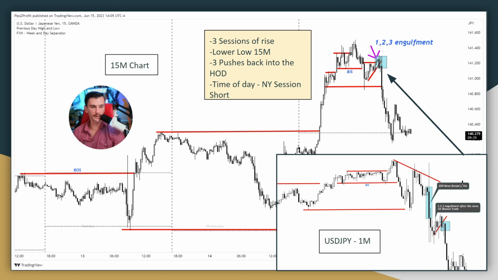Now, in this example here, there was news. Me personally, I do not trade before the news. I believe that is gambling. So I was forced to wait until after the news. But regardless, they made a lower low, once again, break of structure, and gave a nice 3-push pullback and an M, also known as a double top. They've engulfed that M for the entry on the way down.